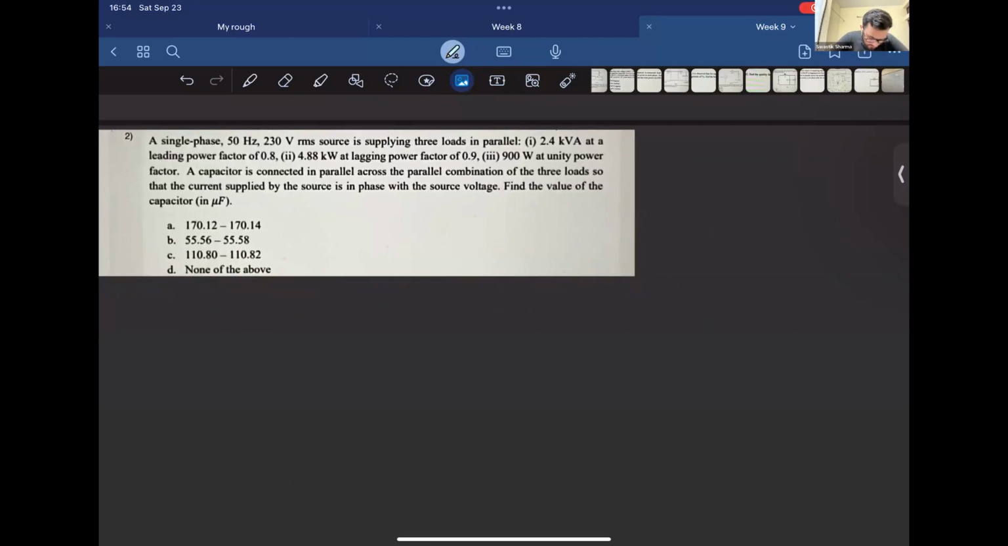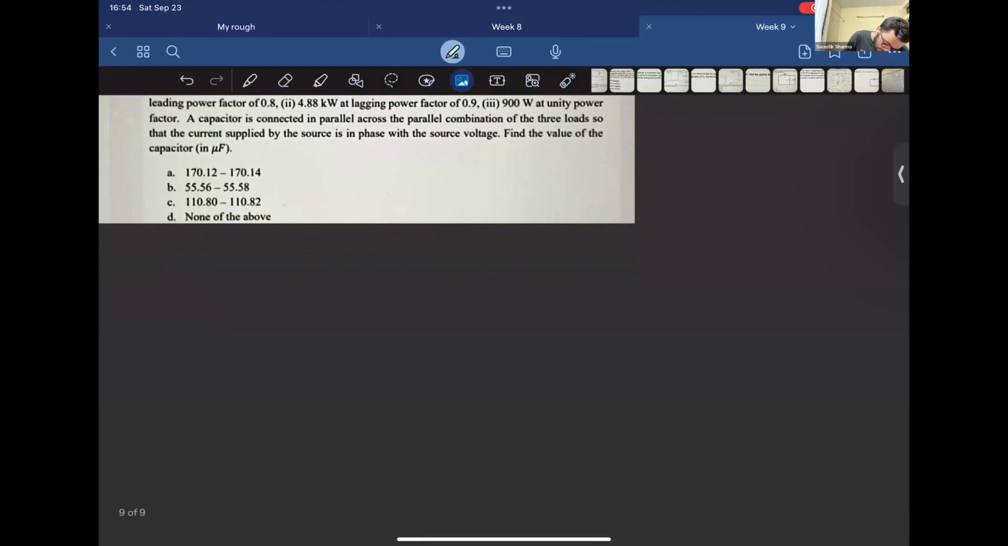It's given that we have a single phase 50 hertz 230 volt RMS source, which is supplying three loads in parallel: 2.4 kilovolt-ampere at a leading power factor of 0.8, 4.88 kilowatt at lagging power factor of 0.9, and then 900 watt at unity power factor. A capacitor is connected in parallel across the combination of three loads so that the current supplied by the source is in phase with the source voltage. Find the value of capacitor. That means the circuit is resonating, right?